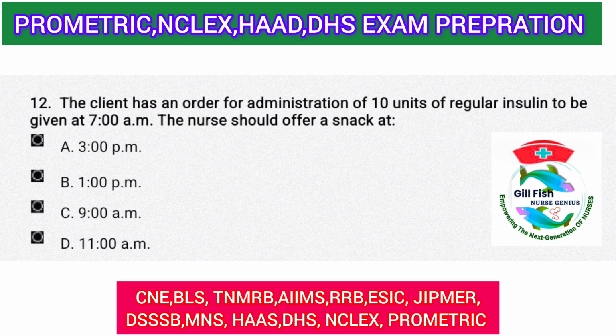Next question. The client has an order for administration of 10 units of regular insulin to be given at 7 a.m. The nurse should offer a snack at option A 3 p.m., option B 1 p.m., option C 9 a.m., option D 11 a.m. Actually, what is the time they are given for that? It is 7 a.m. they are given the regular insulin. That means after 30 minutes you have to give the food, at 7:30. That is when breakfast is completed.